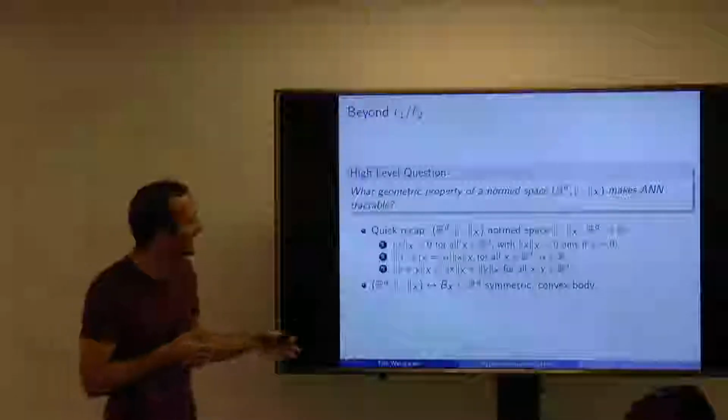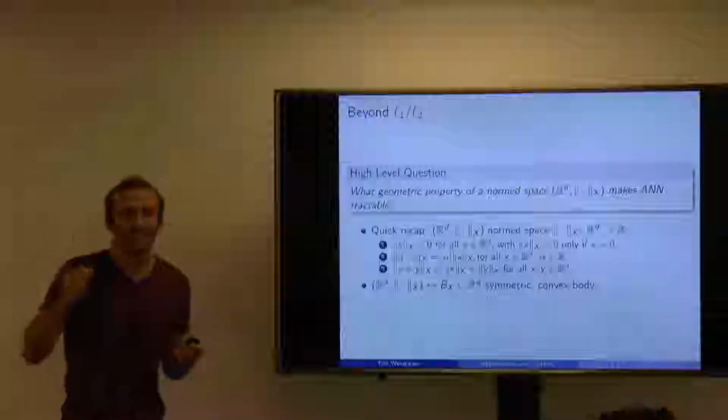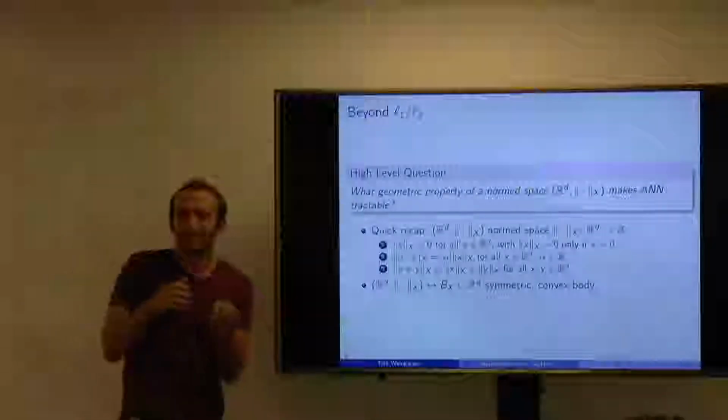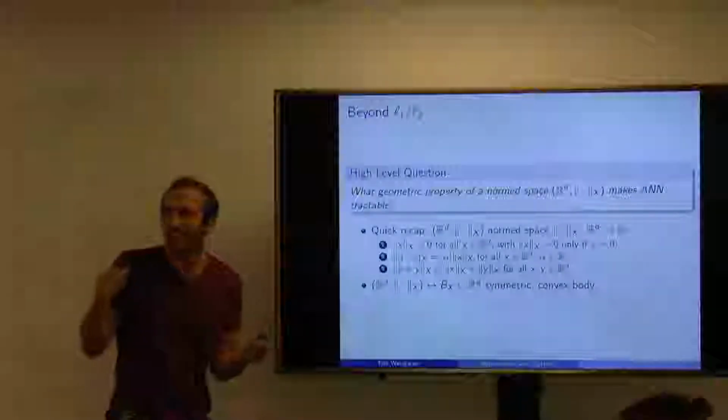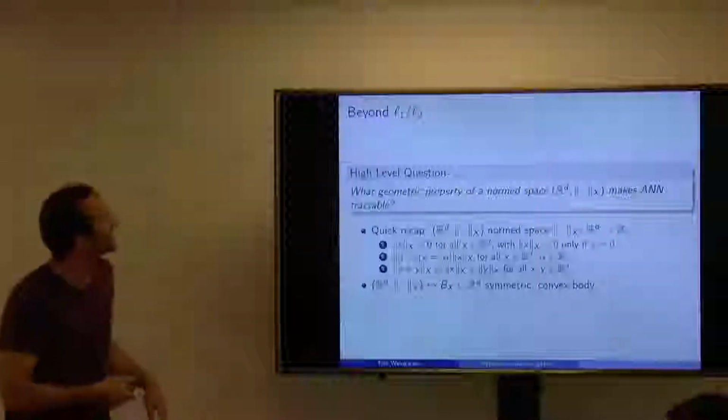And likewise, for any symmetric convex body, I can scale it up to measure distance to a point. So the norm of a particular point is given by how much you need to scale this body so that the point lies on the surface. Let me just show you some pictures. I'll give you an example.